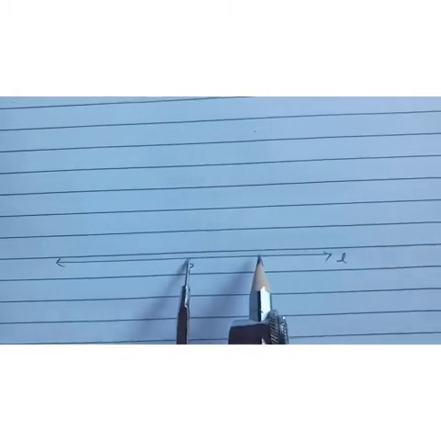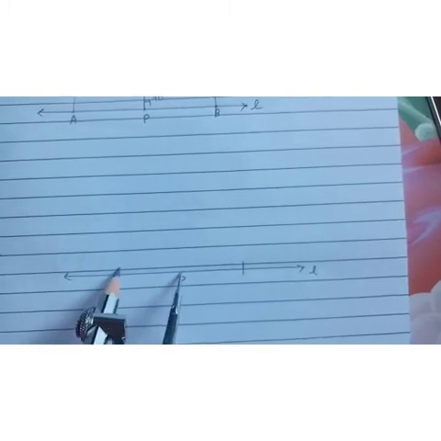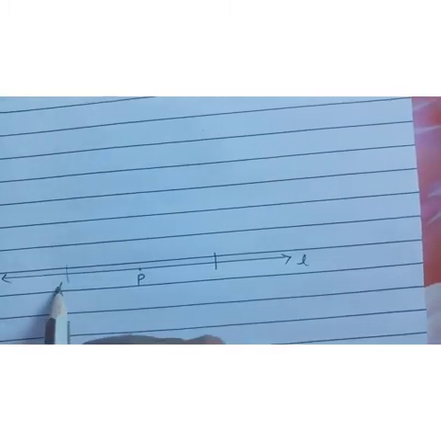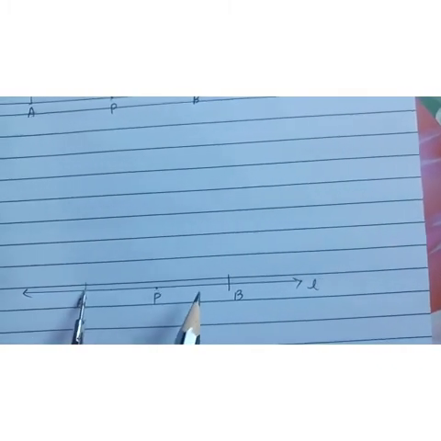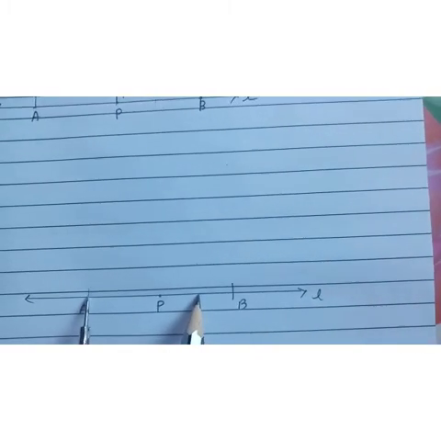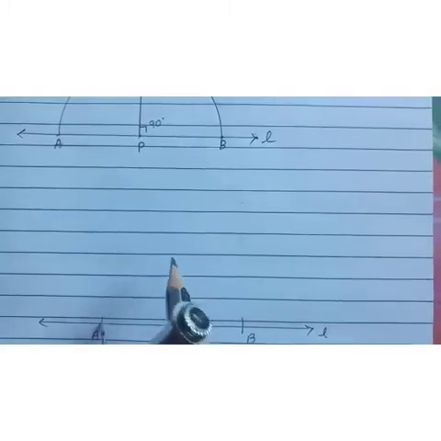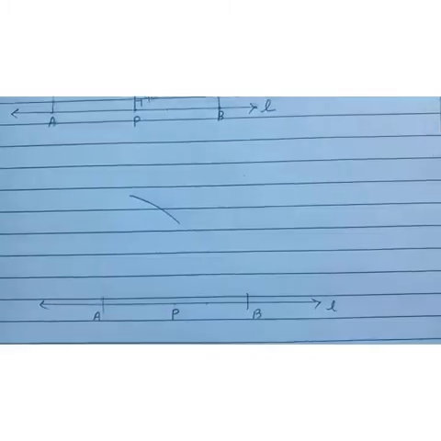So children, I have taken the line L and with P as center, draw an arc. Either you can draw an arc like this or you can just cut the line L on both the sides. So I have cut this. Now mark these points as A and B. Next, with A as center and radius more than AP. Is it more than AP? Yes. Now draw an arc. I have drawn an arc here.